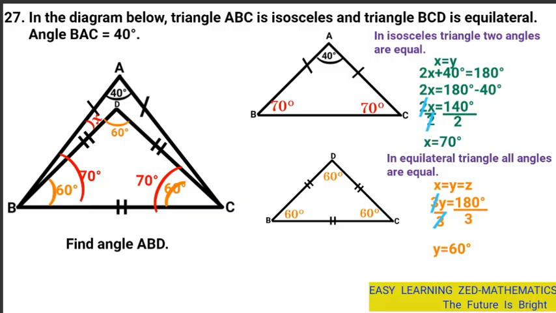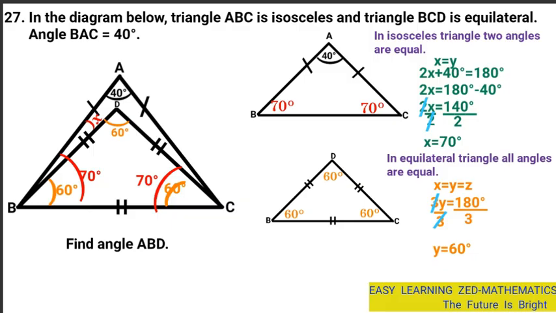So what we're going to do is come up with an expression. When you look at these two triangles, before you come up with an expression, you will see that the difference of angle ABC and angle CBD is the value of angle ABD.